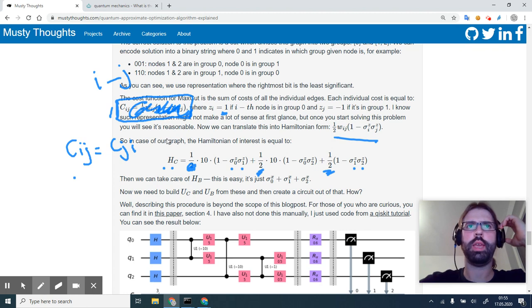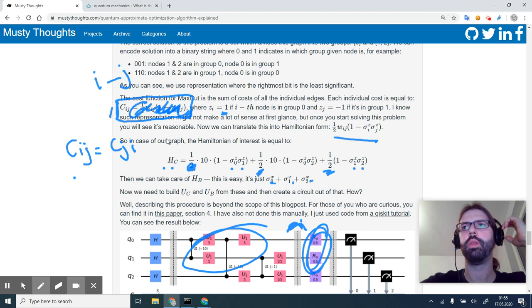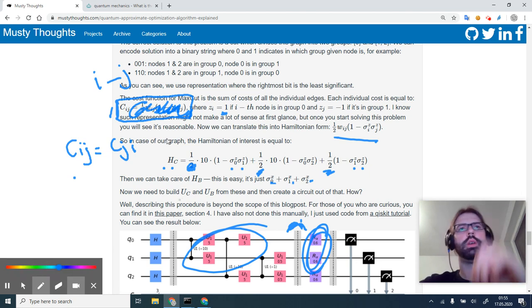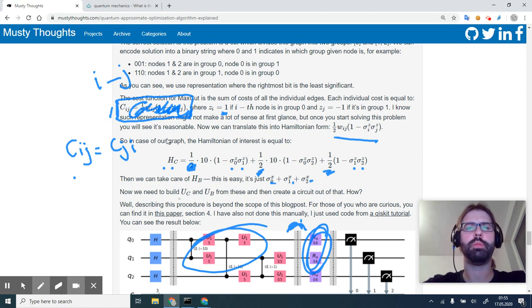So we can take care of HB. This is easy. It's just these. Okay, we'll just go back to these. Now I guess the idea is these parts of the circuit can be whatever you want, as long as it's not something that commutes with this part of the algorithm. I guess that's the point.